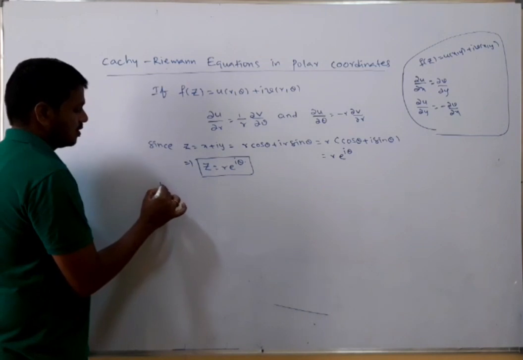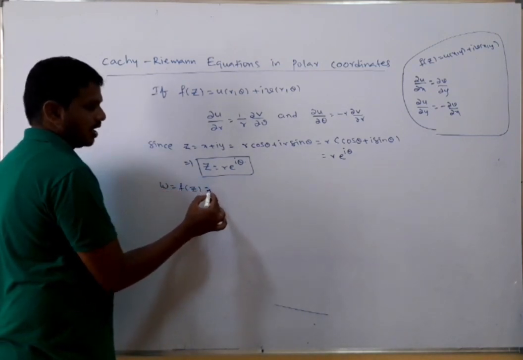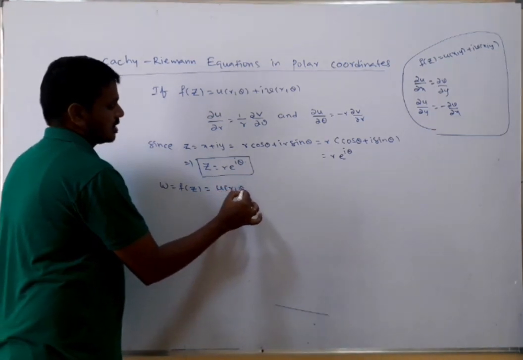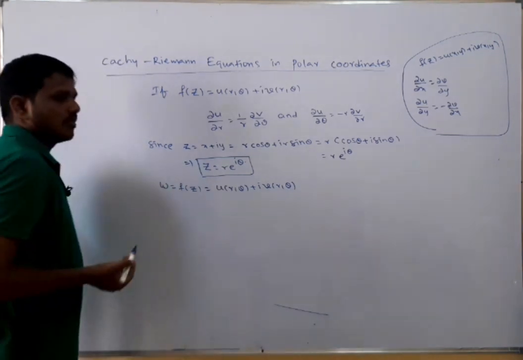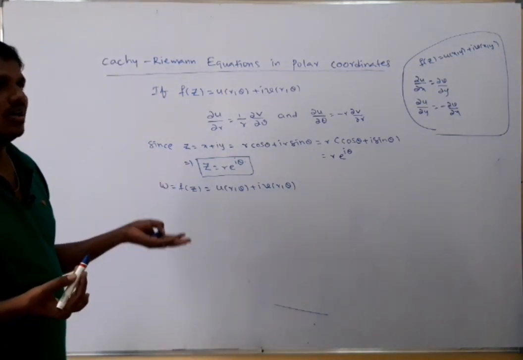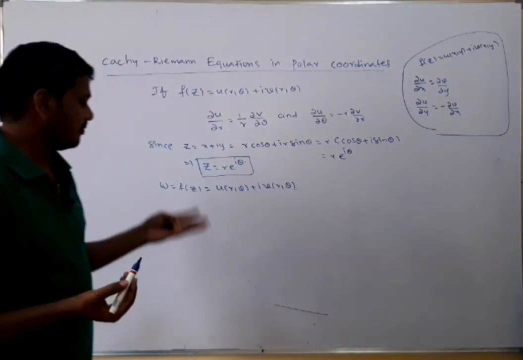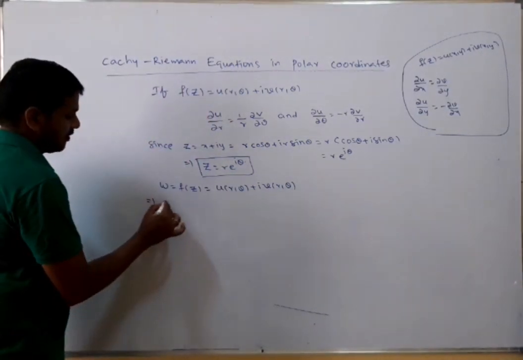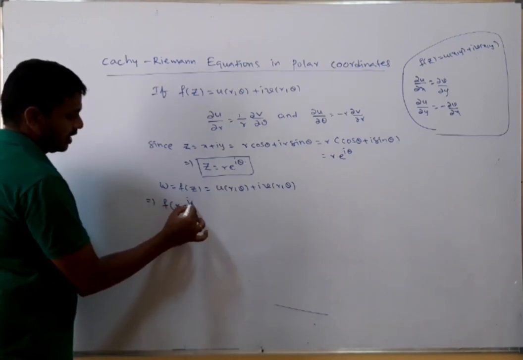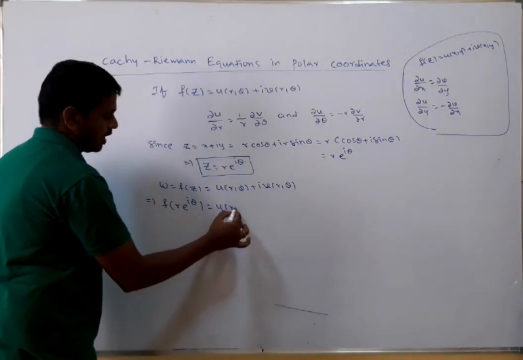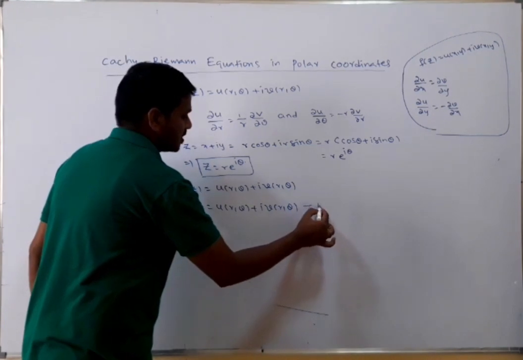Since w is equal to f(z) is equal to u(r,θ) plus iv(r,θ), which is an analytic function, and the first order partial derivatives ∂u/∂r, ∂u/∂θ, ∂v/∂r, ∂v/∂θ exist, this can be written as f(z), with z replaced by r e^(iθ), equal to u(r,θ) plus iv(r,θ). Say this is equation number 1.